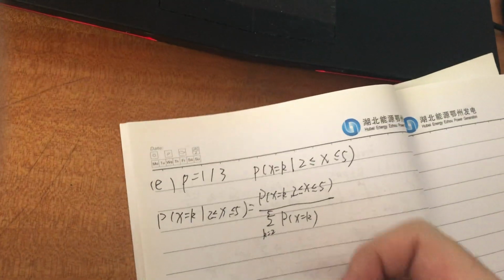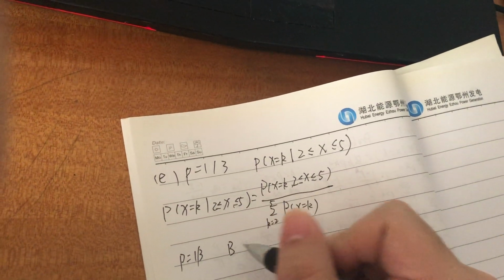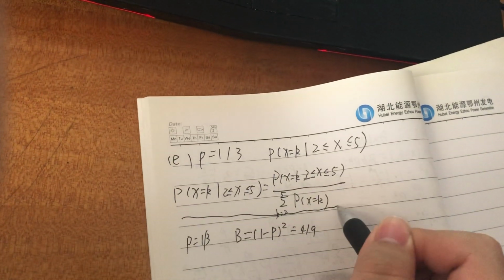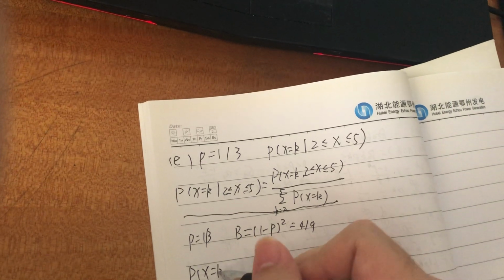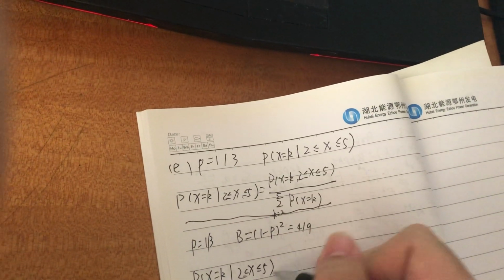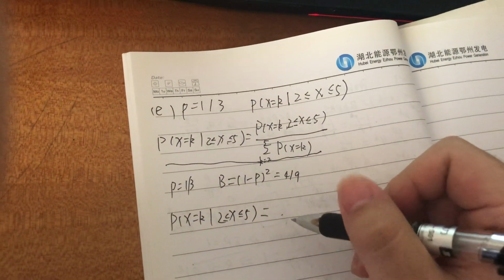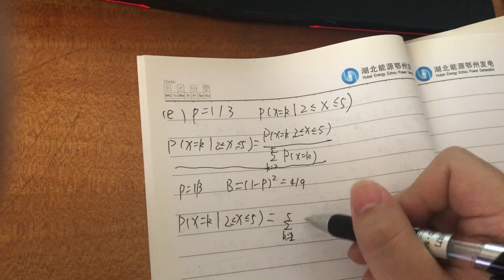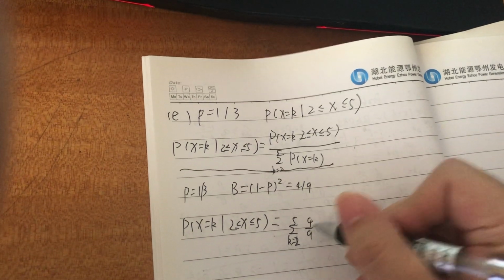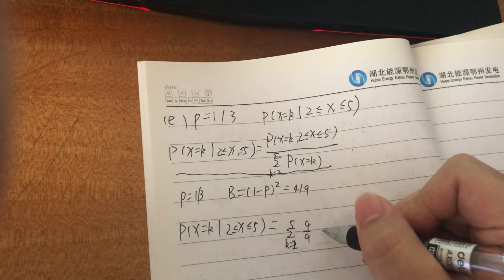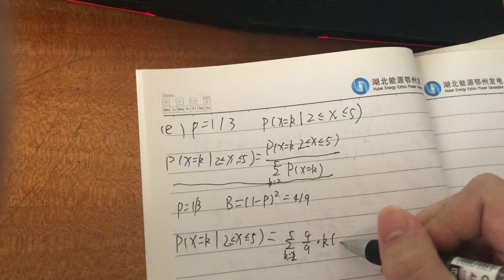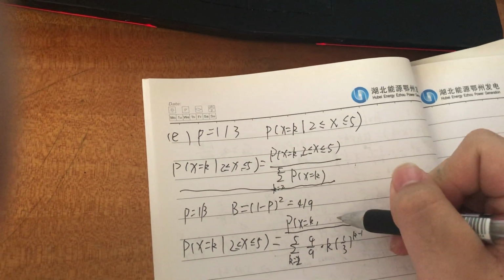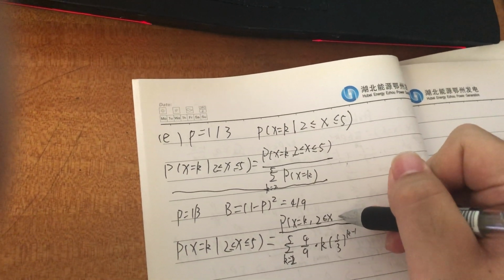And because p equals 1/3 and b equals (1 minus p) squared, which equals 4/9, we use this function: the probability X equal to k, where X is greater than 2 and less than 5, equals, like we can calculate here, the sum from 2 to 5 of b, and we can plug in the function, b is 4 over 9, times k, times (1/3) to the power k minus 1 squared, and we have the probability X equal to k, when X is greater than 2 and less than 5.